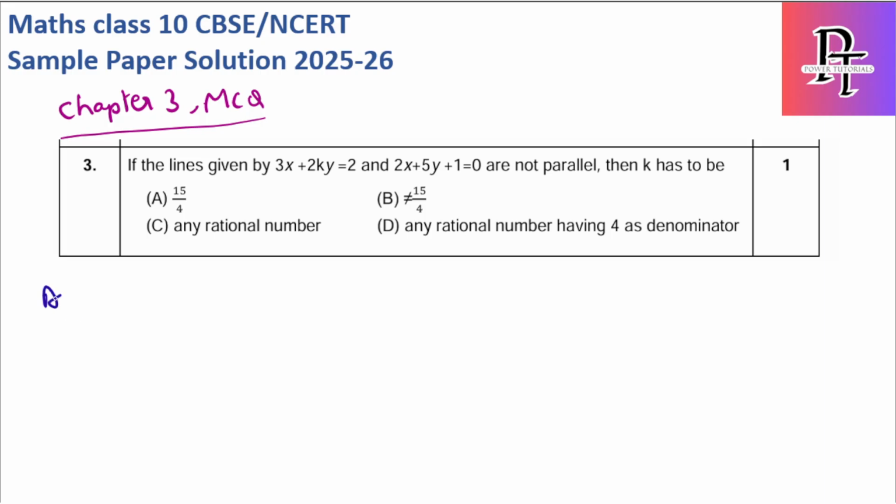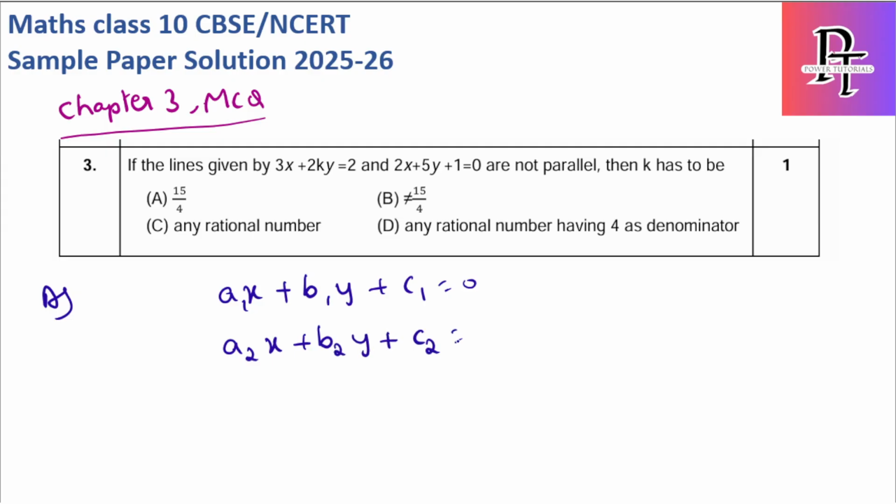So let's see this answer. What is the question? If the lines are not parallel, then k has to be. For this I will first explain the concept behind it. Suppose we have two linear equations, a1x plus b1y plus c1 is equal to 0, and the second linear equation a2x plus b2y plus c2 is equal to 0, where a1, a2 are the coefficients of x, b1, b2 are the coefficients of y, and c1, c2 are the constants.